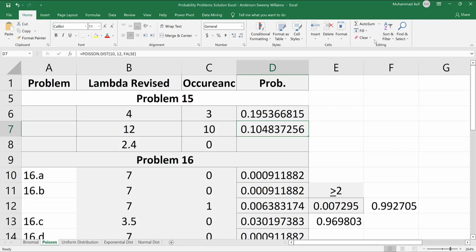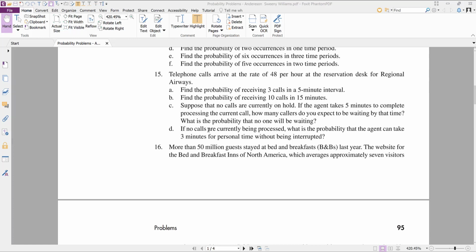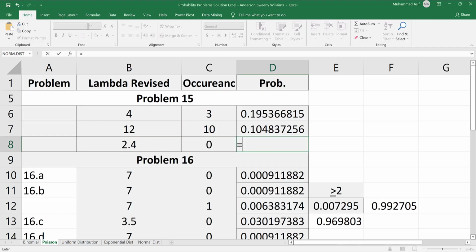In the last part of this problem, it says if no calls are currently being processed, what's the probability that the agent can take 3 minutes for personal time without being interrupted, which means 0 calls without being interrupted, no call coming, 0 occurrences, and 3 minutes. 3 multiplied by 0.8 is 2.4, and so here the number of occurrences X is 0, and the mean will be 2.4, that is 0.8 multiplied by 3, and cumulative is false, which means we are only interested in 0.